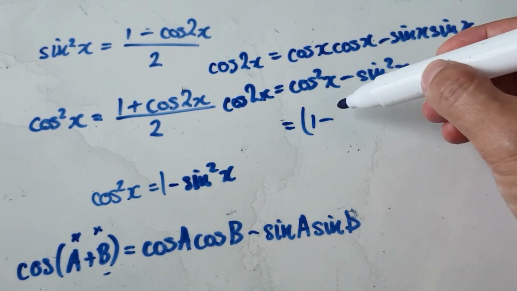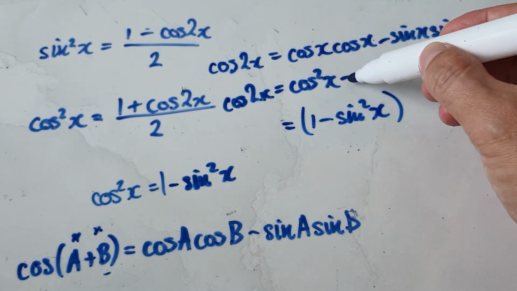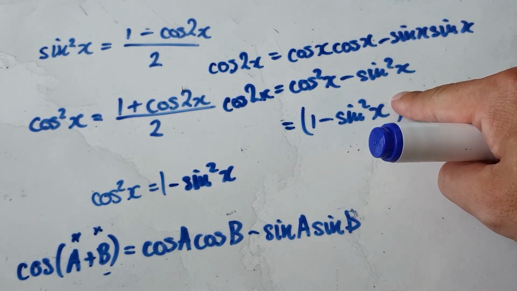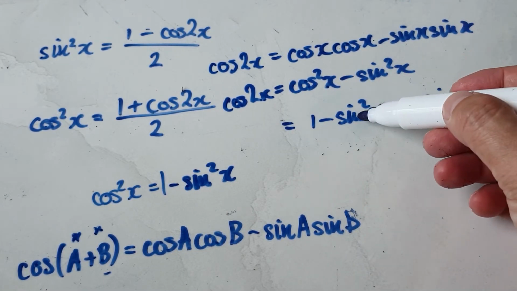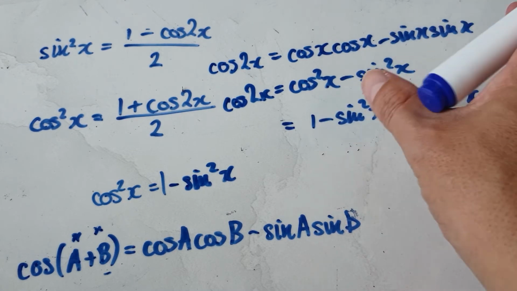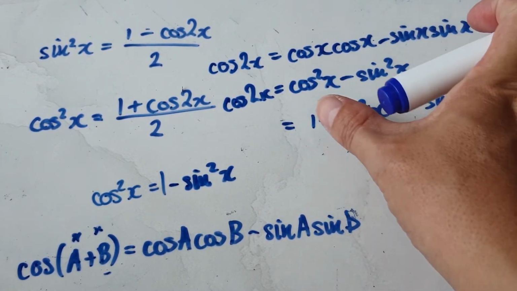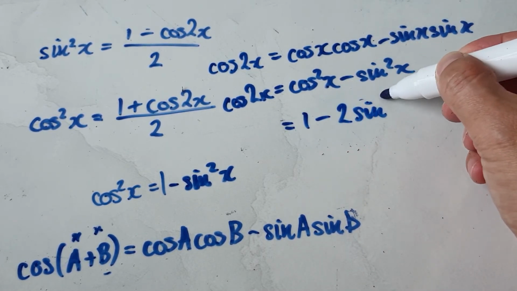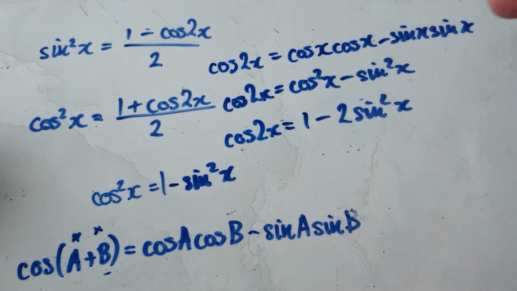1 minus sine squared x, and then you've got your minus, and then you've got your sine squared. I don't really need the brackets, so let me erase the brackets. So now you've got minus sine squared, so that would be 1 minus 2 sine squared. So that would be 1 minus 2 sine squared x. And then here I'm just going to leave this as it is.